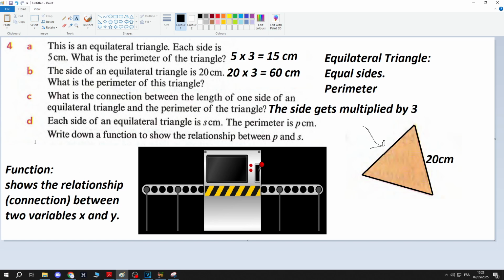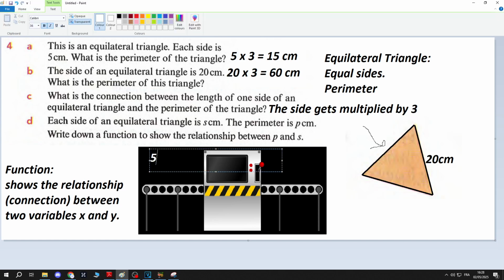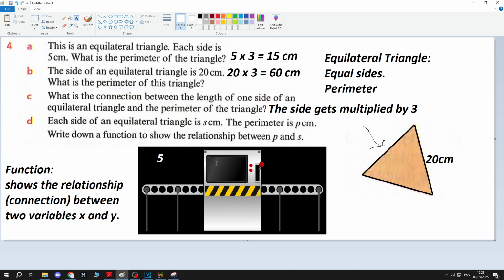And D sort of summarizes everything we talked about. Each side of an equilateral triangle is S centimeters. The perimeter is P centimeters. And we need to write down a function to show the relationship between P and S. So let's go back to this conveyor belt, this function machine, and let's sort of remember what we've done so far in the exercise. So we first put a value of 5, all right? It was multiplied by 3, and it came out as 15. We put a value of 20, we multiplied it by 3, it came out as 60, right?